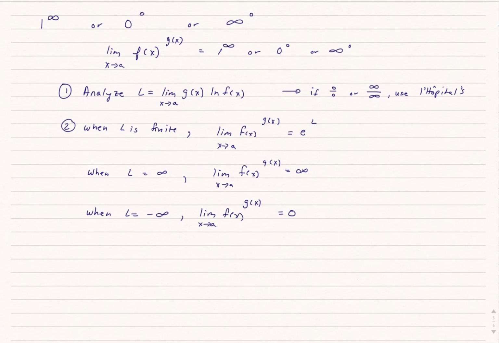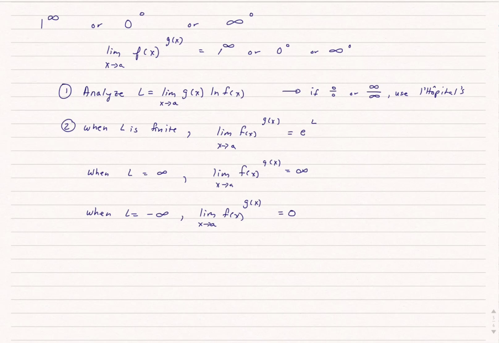Finally, if we have something such that the limit as x approaches a of f of x raised to the g of x power equals 1 to the infinity, or 0 to the 0, or infinity to the 0 power, these are the steps we're going to take. We're first going to analyze that limit, and we're going to see if that ends up being 0 over 0 or infinity over infinity. If it does, we're going to use L'Hopital's rule like we've done in the past.